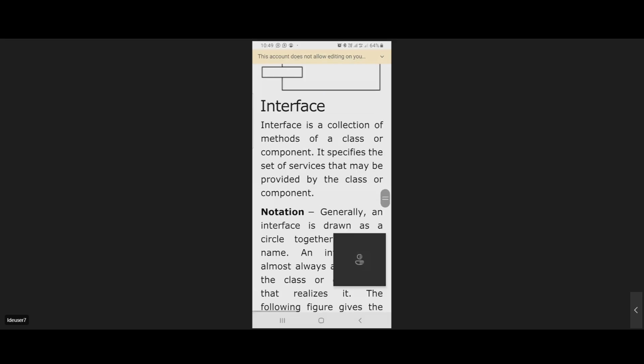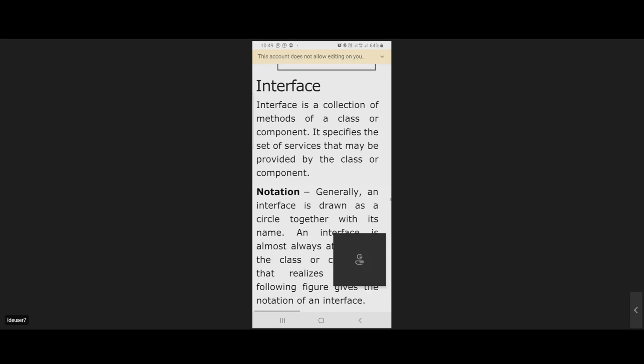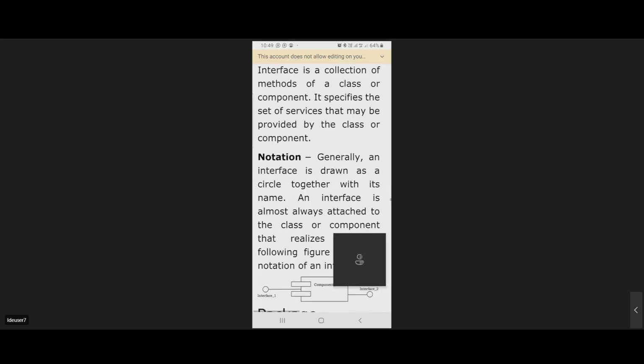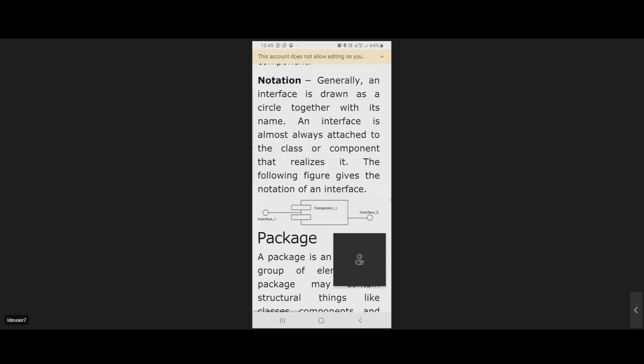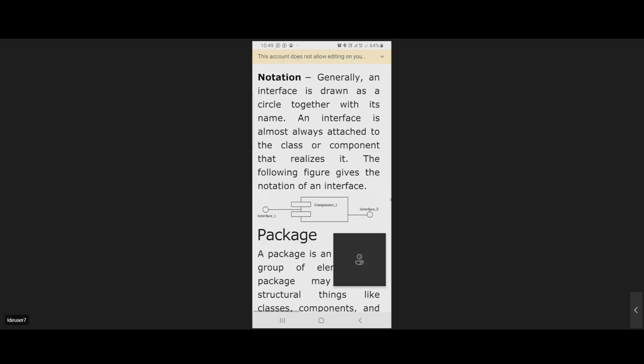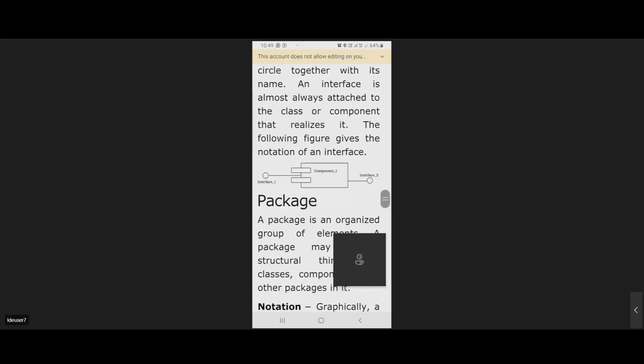An interface is a collection of methods of a class or component. It specifies a set of services that may be provided by the class or component. What is the notation for an interface? An interface is drawn as a circle together with its name. An interface is almost always attached to the class or component that realizes it. The following figure gives a diagram view of an interface.